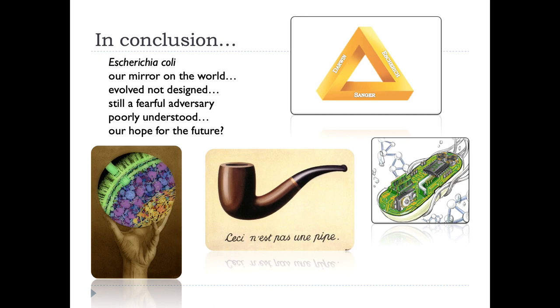So, in conclusion, you can argue that E. coli is a kind of mirror on the world. We know it's evolved, not designed. It's a fearful adversary, still poorly understood. It gives us hope for the future, though, because we can manipulate it. This picture here is a surrealist painting, and the point of it is that this isn't a pipe, this is a picture of a pipe. It highlights the discrepancy between the image of a thing and the thing itself. One of the issues with E. coli as a lab strain is it's kind of an image of biology rather than real biology. We need to connect the things together.